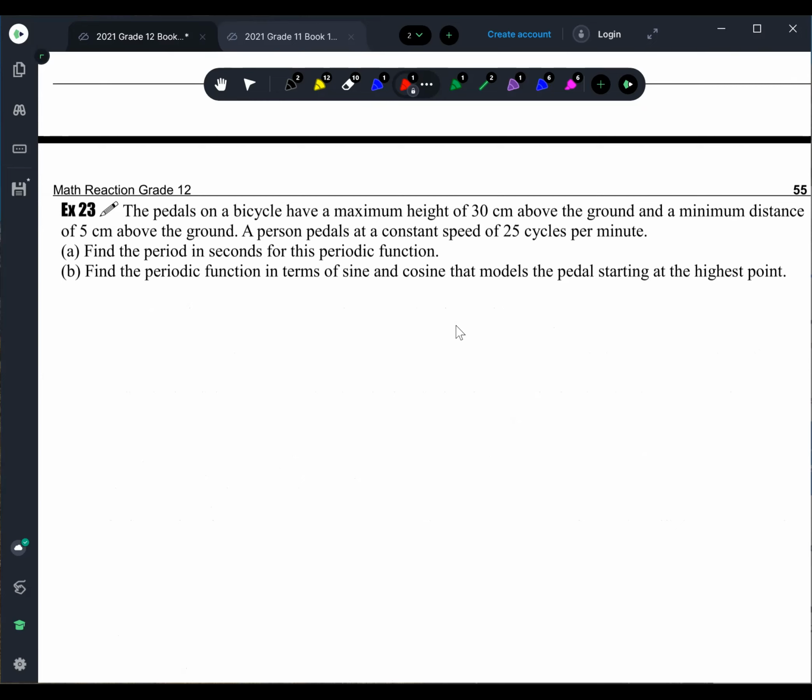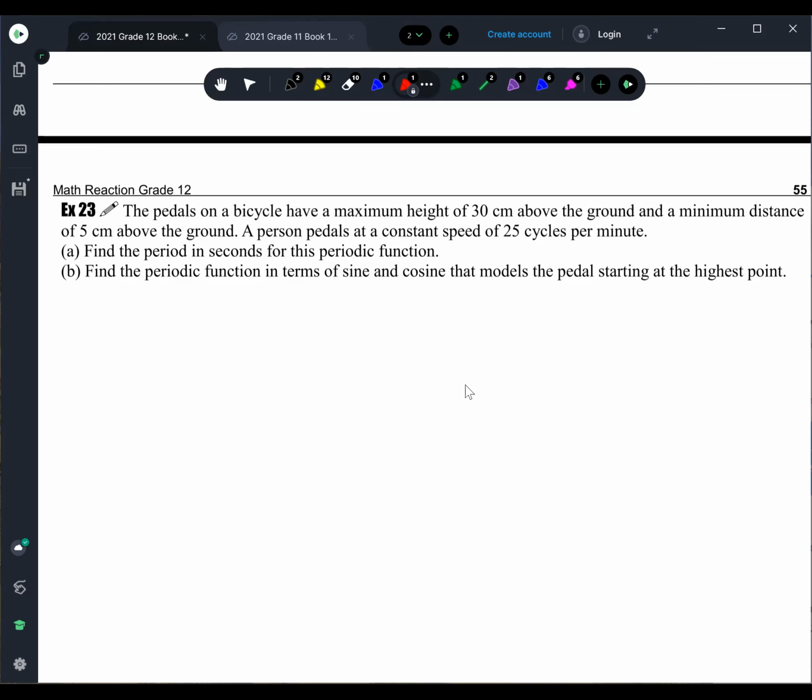Okay, so let's have Daniel, can you read the question down for us? The pedals on a bicycle has a maximum height of 30 centimeters above the ground and a minimum distance of 5 centimeters above the ground. A person pedals at a constant speed of 25 cycles per minute. Find the period in seconds for this periodic function. And part B, find the periodic function in terms of sine and cosine that models the pedal starting at the highest point.